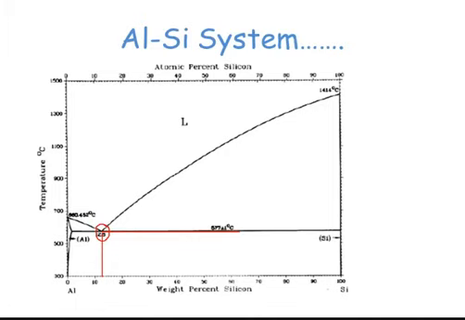The melting point of aluminum is around 660 and the melting point of silicon is around 1400 degrees centigrade, but the lowest melting point is present at around 12.5% silicon. That's why in the casting industry, particularly for aluminum castings, aluminum silicon alloys with around 10 to 12 or 12 to 13% silicon are highly preferred, due to the low melting point.